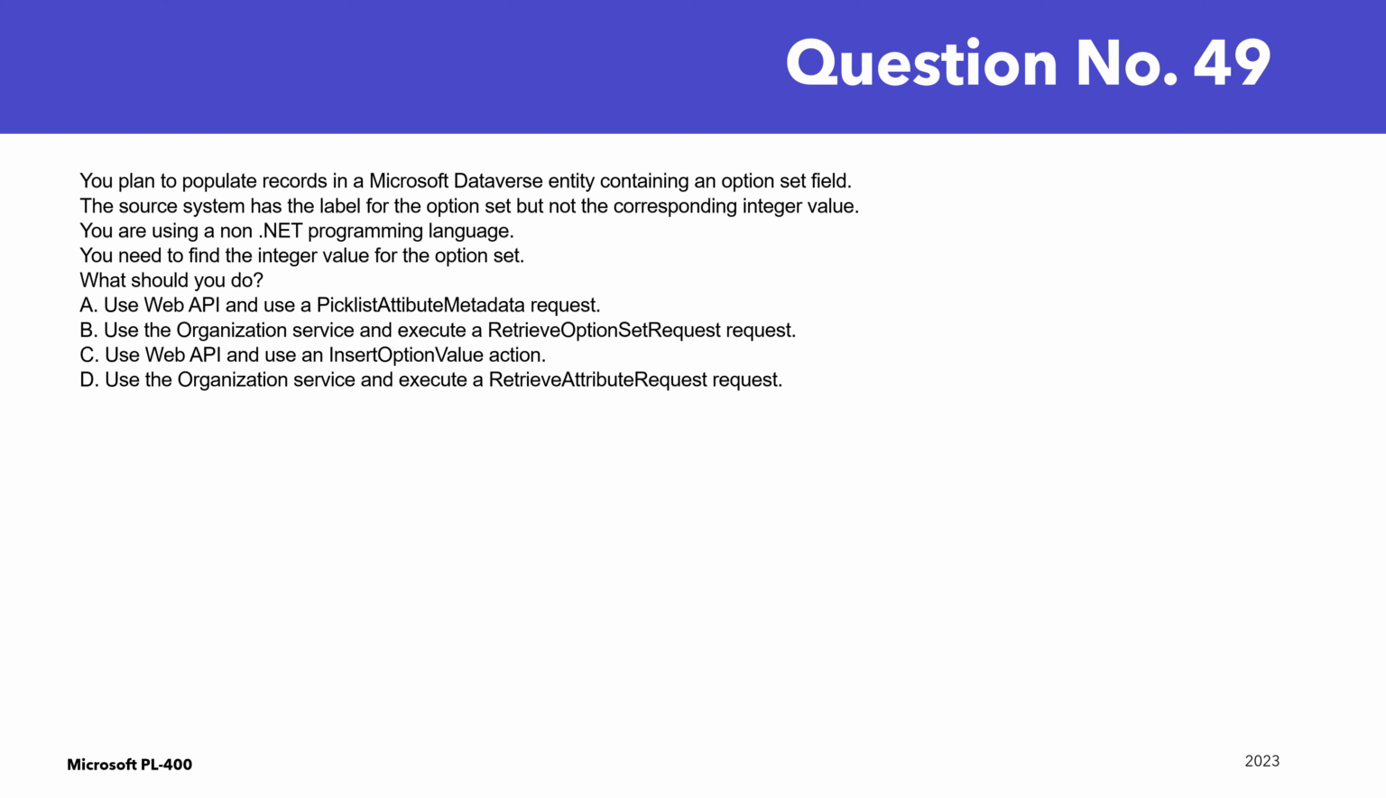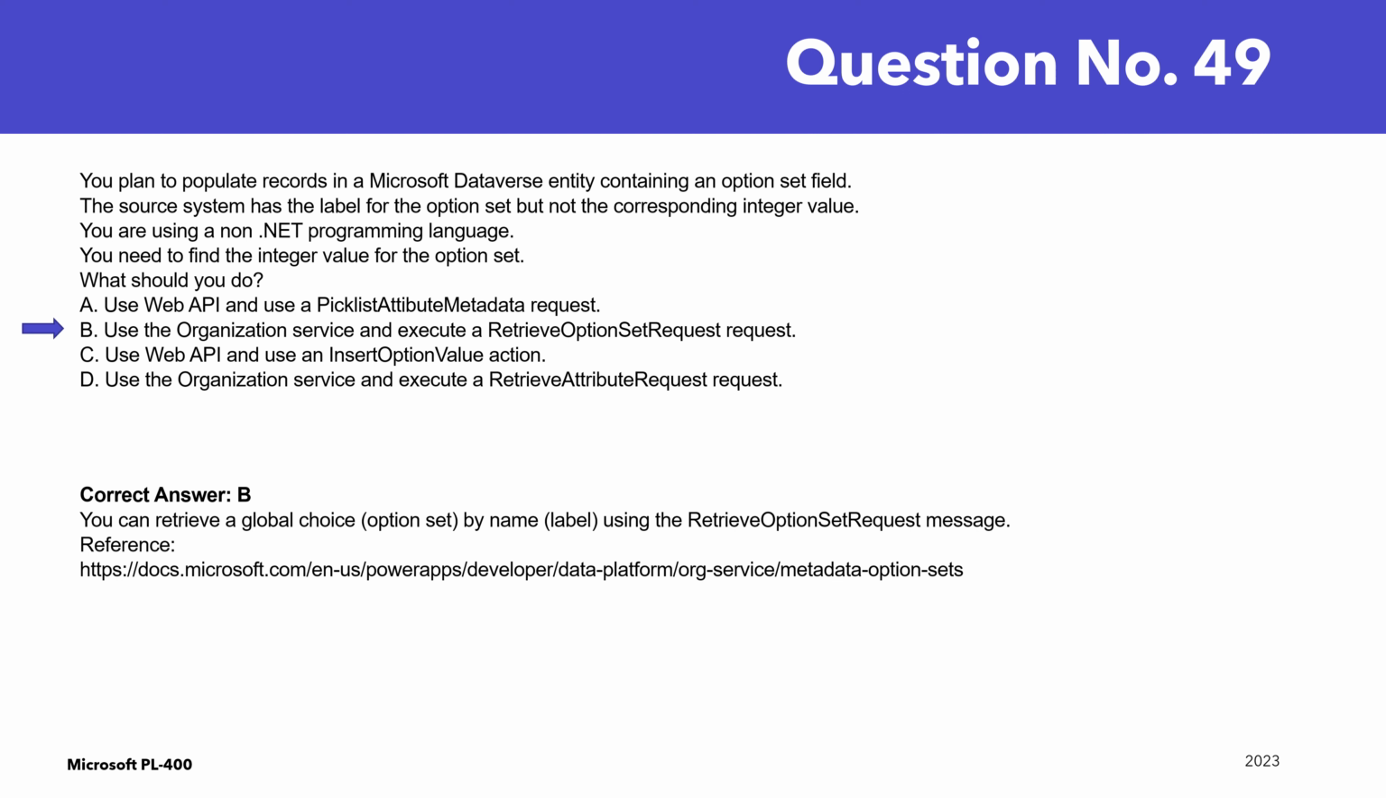A. Use Web API and use a picklist attribute metadata request. B. Use the organization service and execute a retrieve option set request. C. Use Web API and use an insert option value action. D. Use the organization service and execute a retrieve attribute request. Correct answer, B.